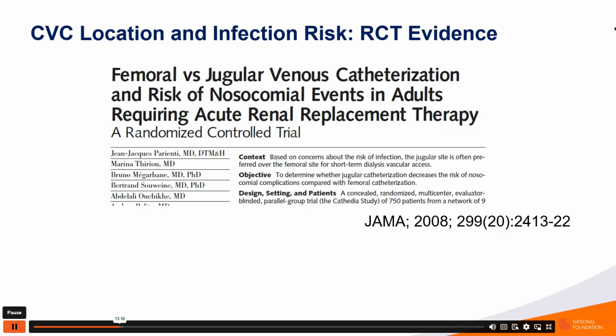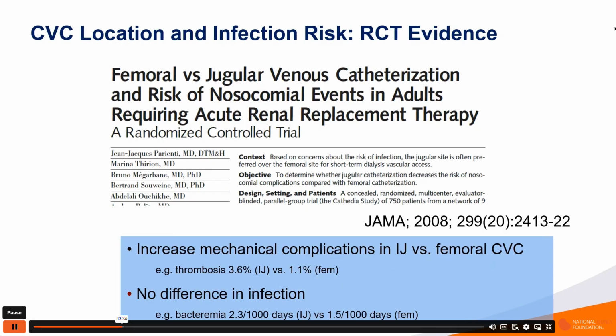It was a randomized clinical trial looking at femoral versus IJ catheterization. And everybody thinks that a femoral catheter is associated with greater risk of infection. This was actually quite a significantly large number of patients, 750 patients that were randomized. And they actually found that there were increased mechanical complications in the IJ versus femoral catheters. So thrombosis of 3.6% in the IJ versus 1.1% in the femoral, and that there was no difference in infection. And in fact, the bacteremia rate was slightly higher in the IJ, 2.3 per thousand days versus 1.5 per thousand days. And that kind of goes against our instinct where we think that in the femoral site, you're going to have an increased risk of infection.